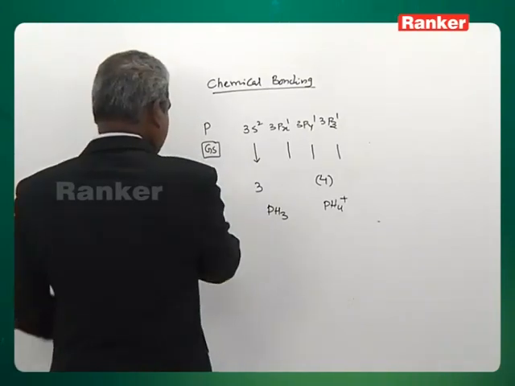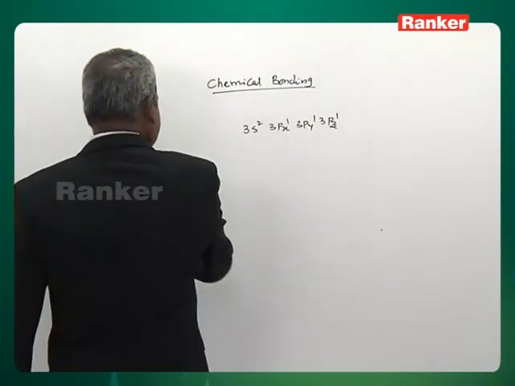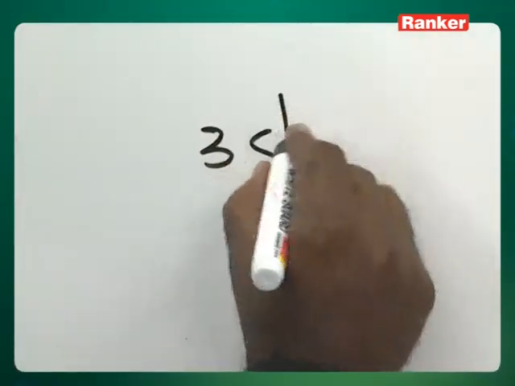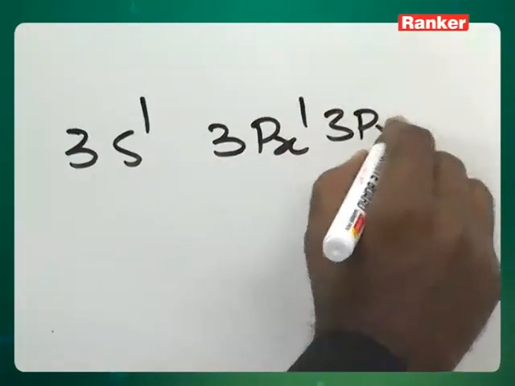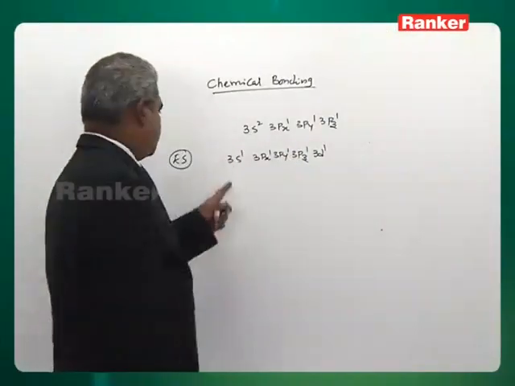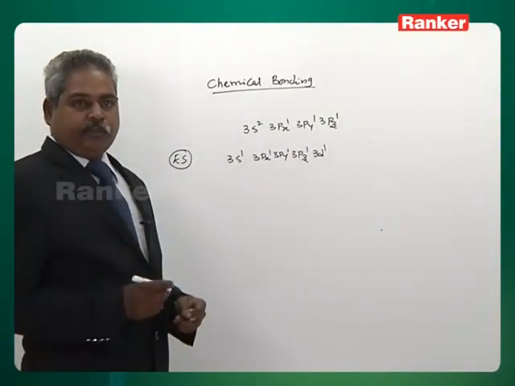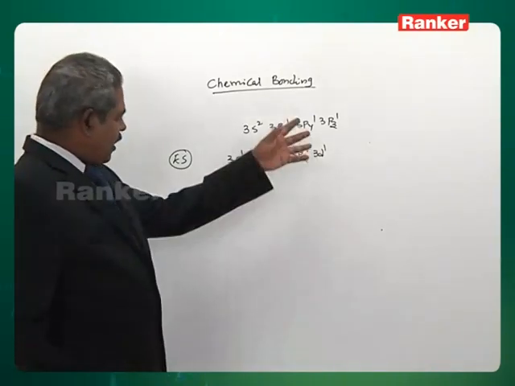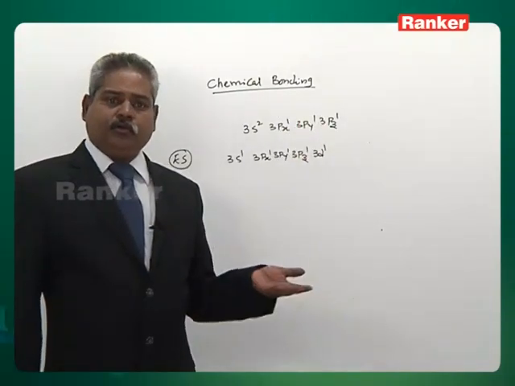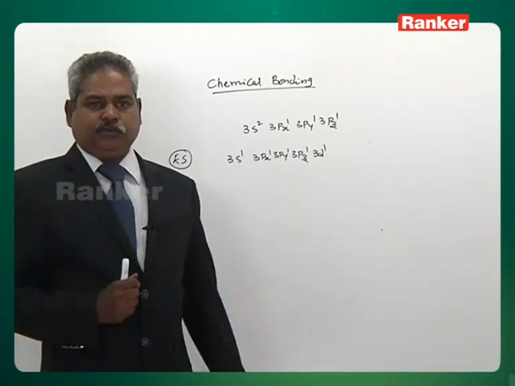And what else can phosphorus do? Phosphorus, when it is in its excited state, look here: 3s1, 3px1, 3py1, 3pz1, 3d1. Where has this come from? This 3s electron, when some energy is given, goes to the 3d state. So, what is required for bond formation? Unpaired electrons, paired electrons, vacant orbitals. If vacant orbitals are there, you can invite others' electrons. If you have a pair of electrons, you can donate them to others.